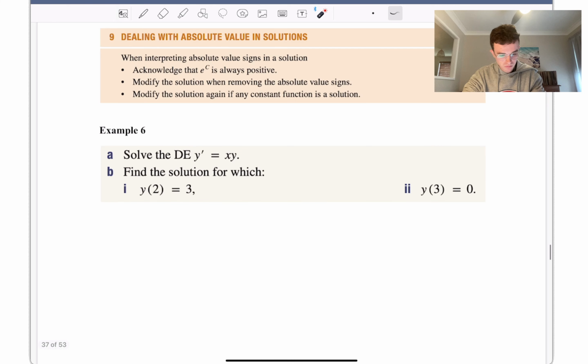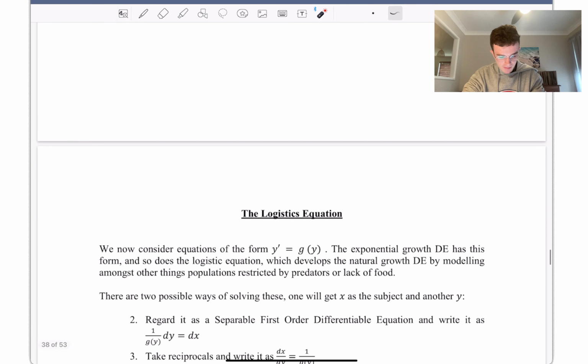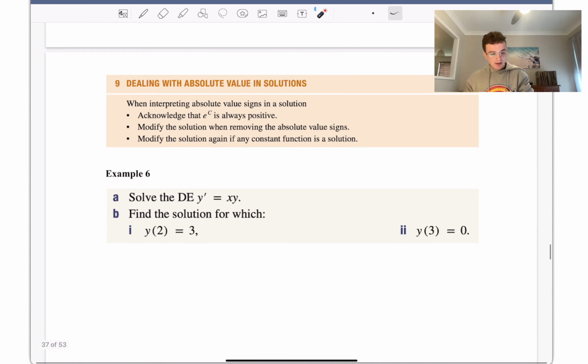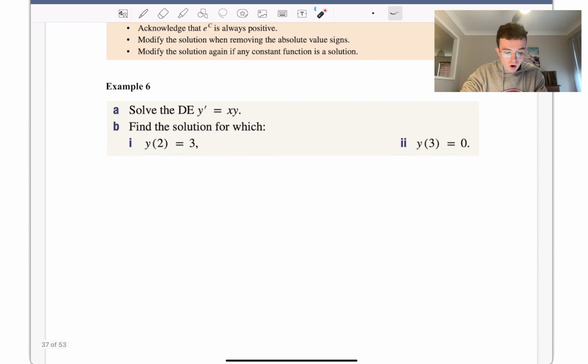Okay. The last example in this question is dealing with absolute values, and we're going to have a look at solving y dash equals xy. The reason we need to deal with absolute values is because when you integrate 1 on y, you need to say that it's the absolute value of ln of y, because it needs to be positive. So we might first of all state that y equals 0 is a trivial solution, and that's because y equals 0 would make this equal to 0.